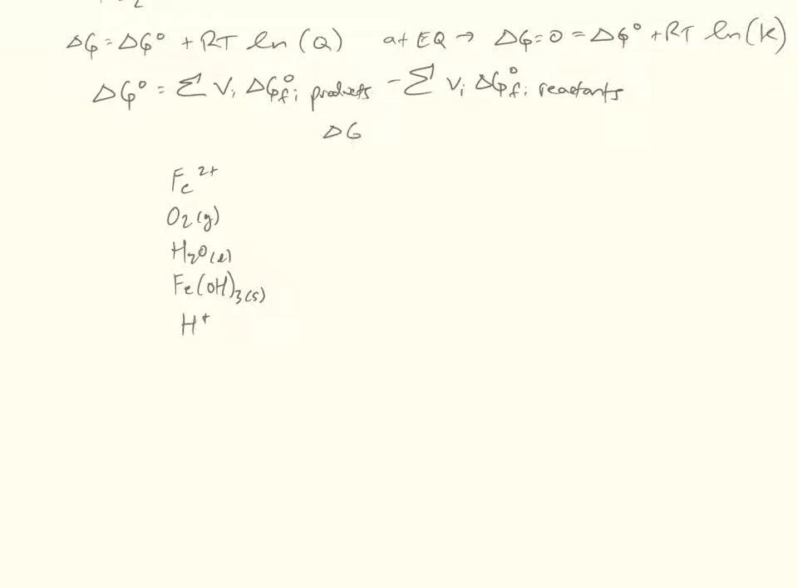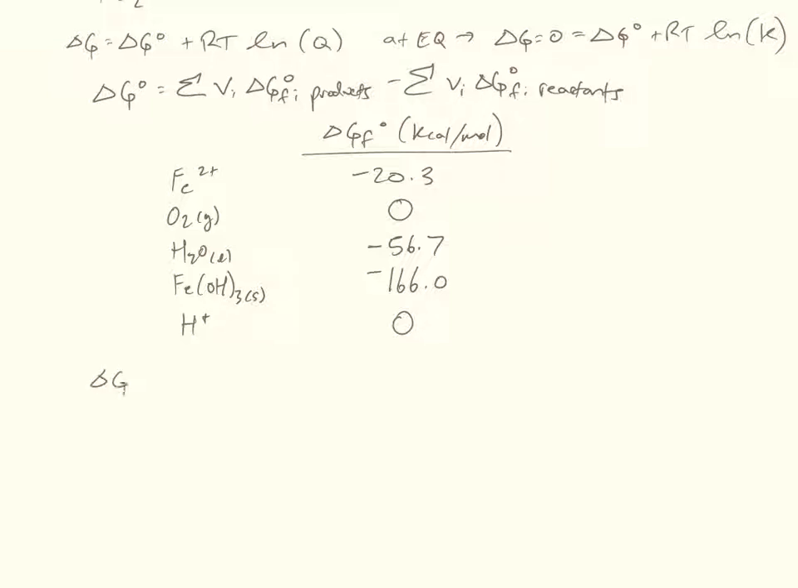Here I've got my delta GF, and I'm going to do this in kilocalories per mole. Fe2 plus, I looked that up in a table, and it is negative 20.3. O2 gas is a pure substance, so that's going to have 0. H2O liquid, negative 56.7. FeOH3 solid is negative 166.0. And H plus, simple pure substance, 0.